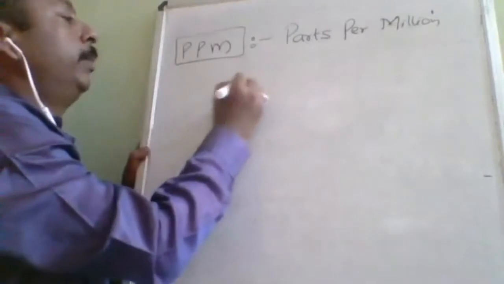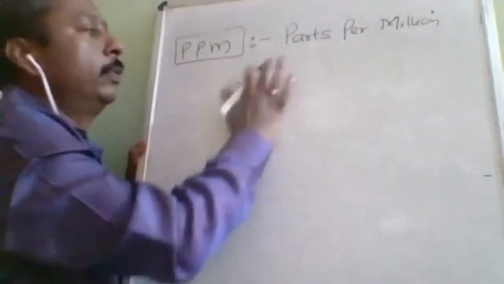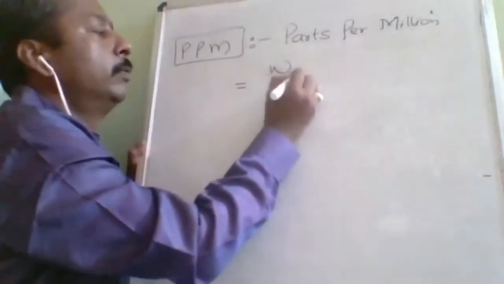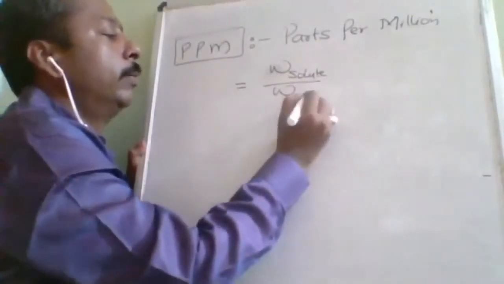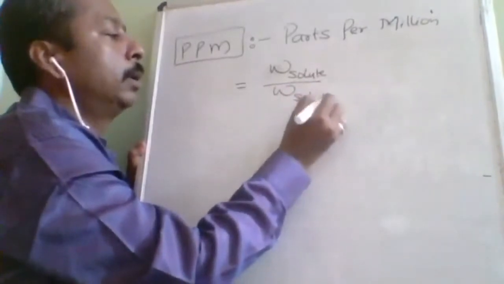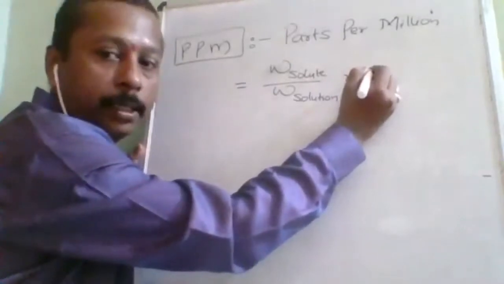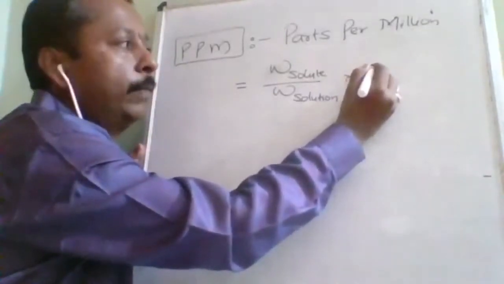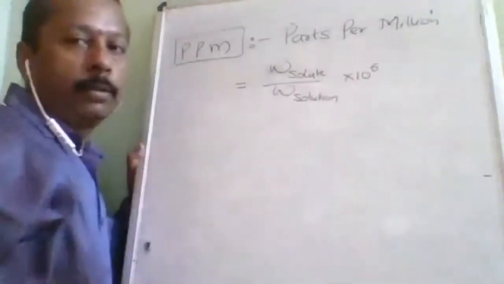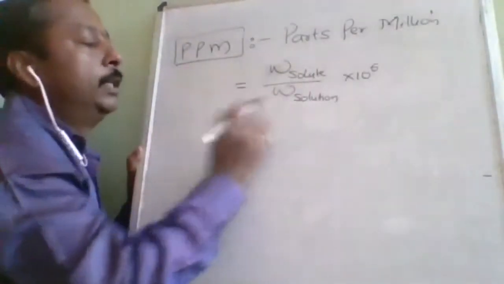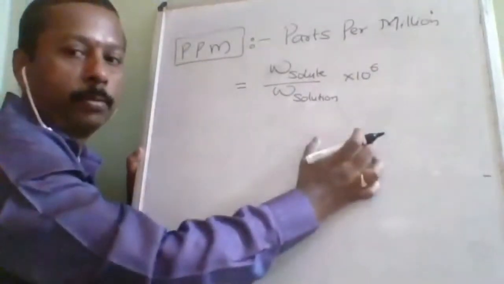Okay. So the ppm formula: let us take mass of solute divided by mass of solution. In percentage we multiply with 100. Now we are going to multiply with 10 to the power of 6. Where did the 6 come from? Per million. So if this many grams contain this much solute, how much does a million grams contain?